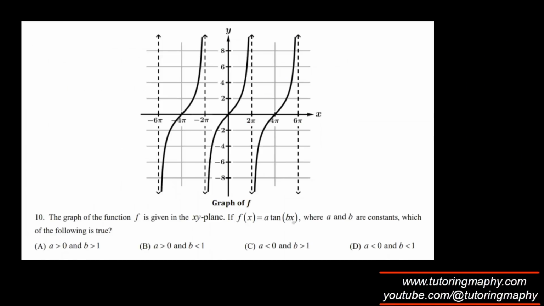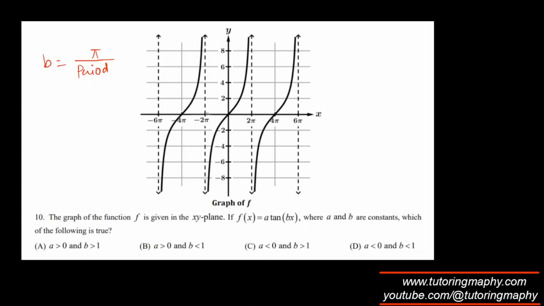Okay, here we need to figure out the signs of A and B. They're not interested in the values, just the signs. Well, B is definitely easy, because B is nothing but pi over the period, just like pi over the absolute value of B was the period. So basically, I just rearrange this.